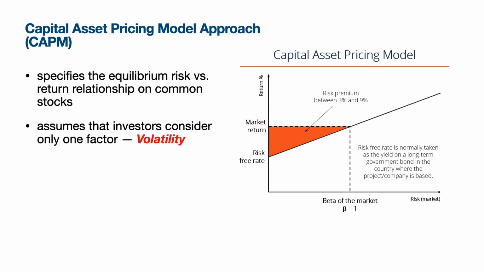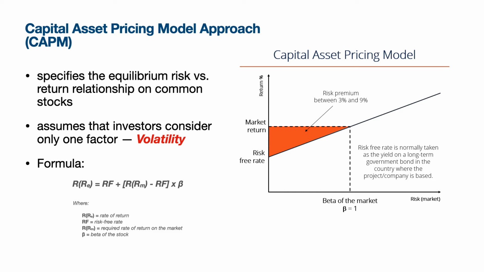The actual equation that relates risk to return is the security market line. Managers can estimate the required rate of return on the firm's equity by using this formula, where the rate of return is equal to the given estimate of the risk-free rate plus the difference of the required rate of return on the market and the risk-free rate multiplied by the beta of the stock. This estimate, in turn, can be used as an estimate of the firm's cost of equity.